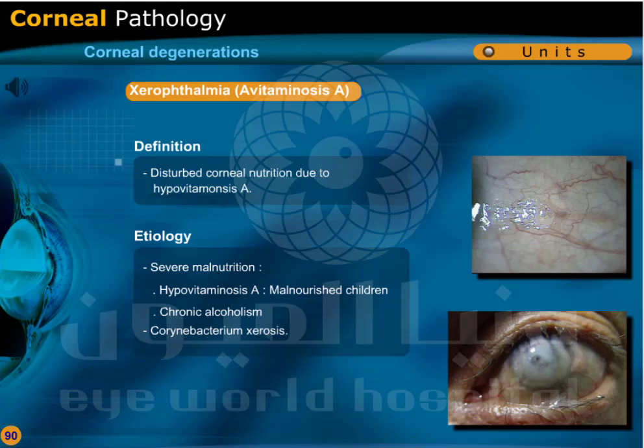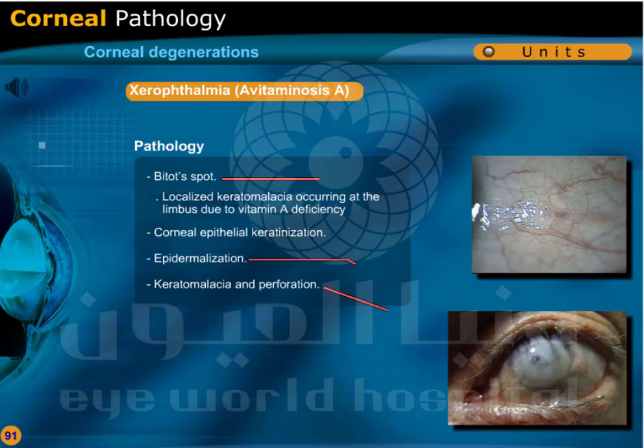Xerophthalmia is disturbed corneal nutrition due to hypovitaminosis A. It is caused by severe malnutrition, as in hypovitaminosis A in malnourished children and chronic alcoholism. Also could be caused by Corynebacterium xerosus. In xerophthalmia, the following occurs. Beaded spots, localized keratomalacia occurring at the limbus due to vitamin A deficiency. Corneal epithelial keratinization, epidermalization, keratomalacia, and perforation.